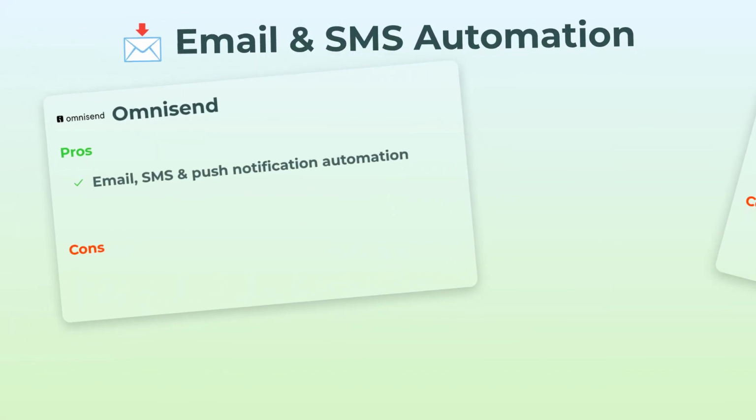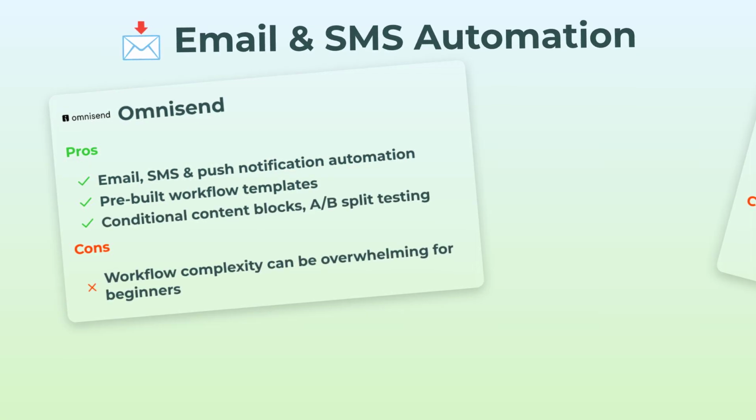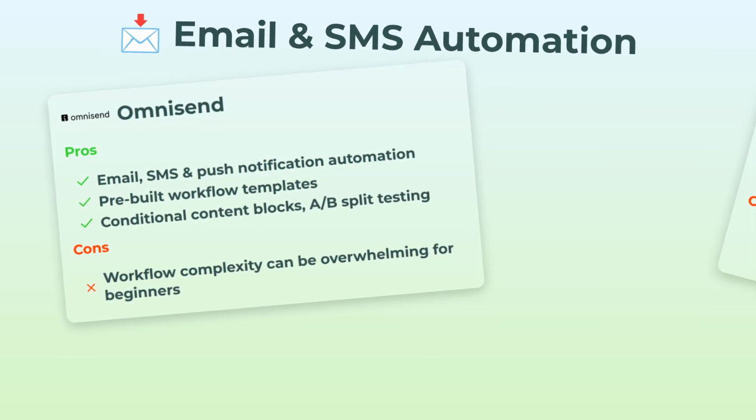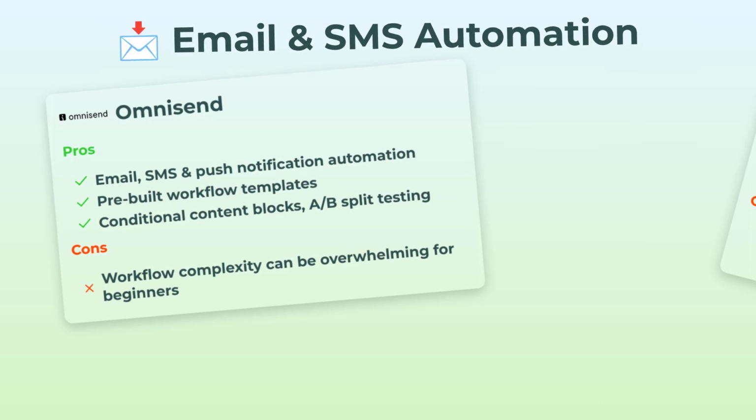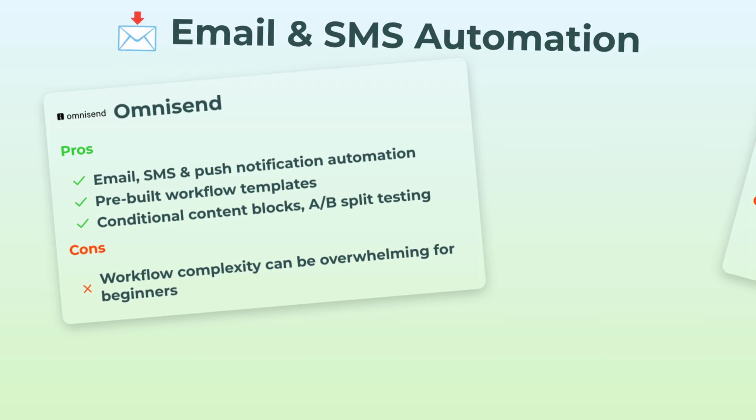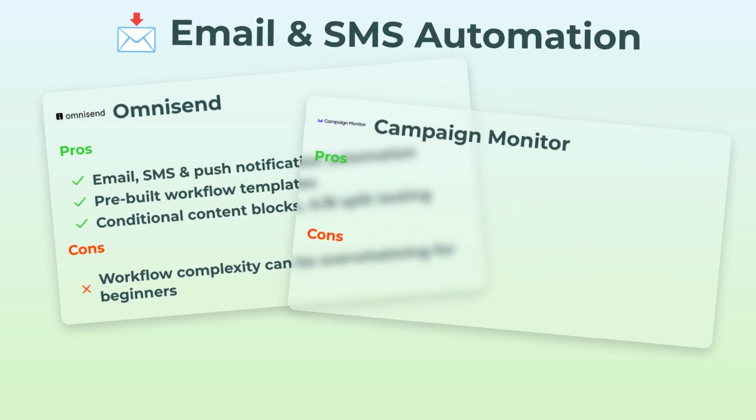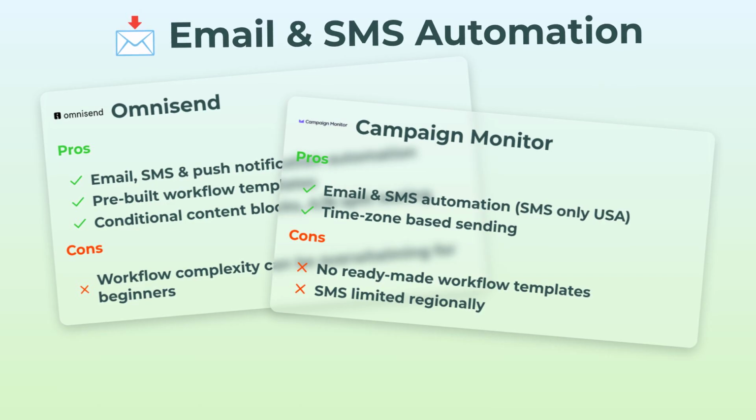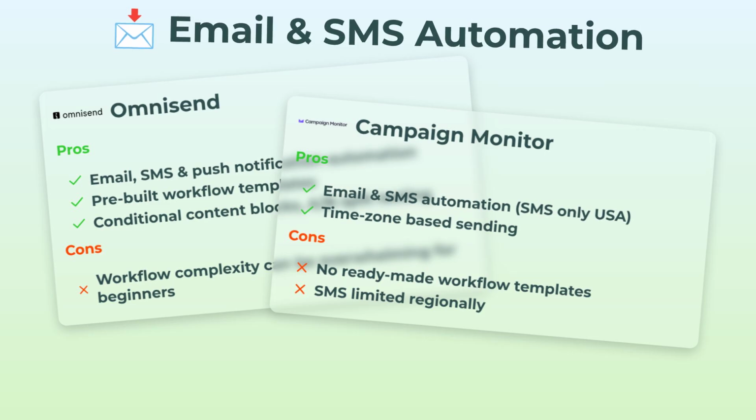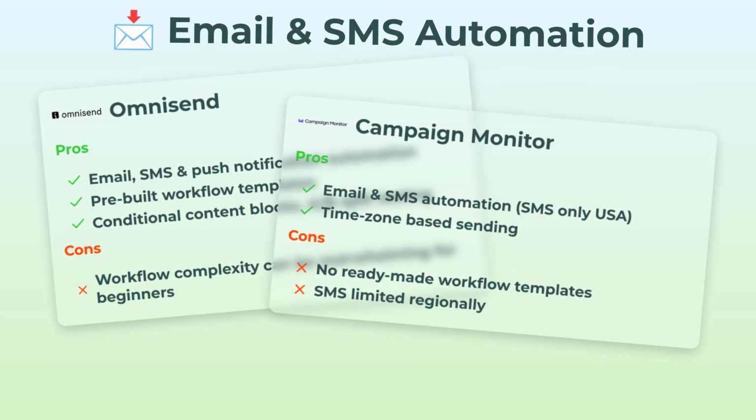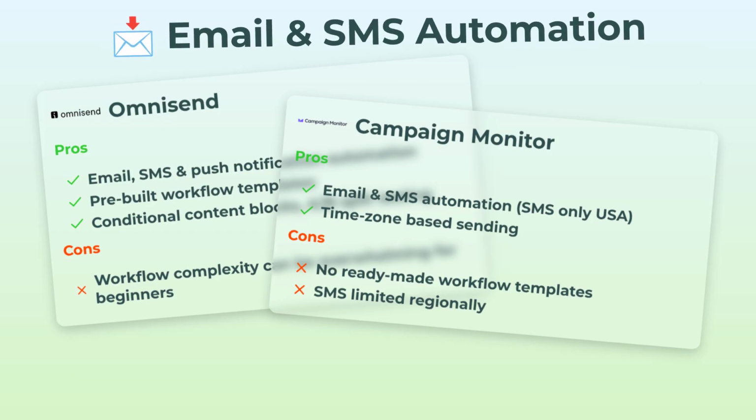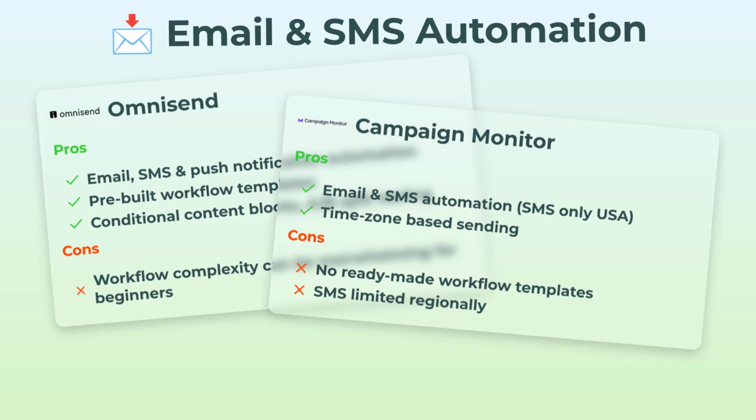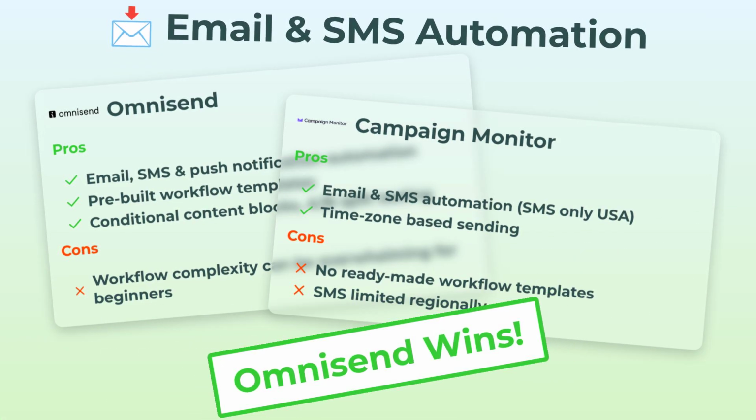Moving over to email and SMS automation, this is a fun one. Omnisend does all the things: email, SMS, even push notifications. You get pre-made workflow templates, conditional content, A/B testing, the works. That said, first-timers might find the automations a bit overwhelming at first. Campaign Monitor gives you the basics: email and SMS. Although SMS is only in the USA, which, come on, global brands, right? It's cool that you can send based on time zone, but you don't get ready-made workflows or as much SMS reach. So Omnisend's flexibility is hard to beat here.